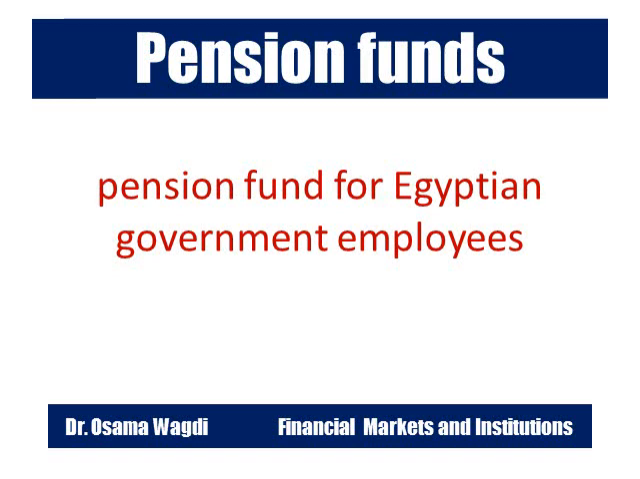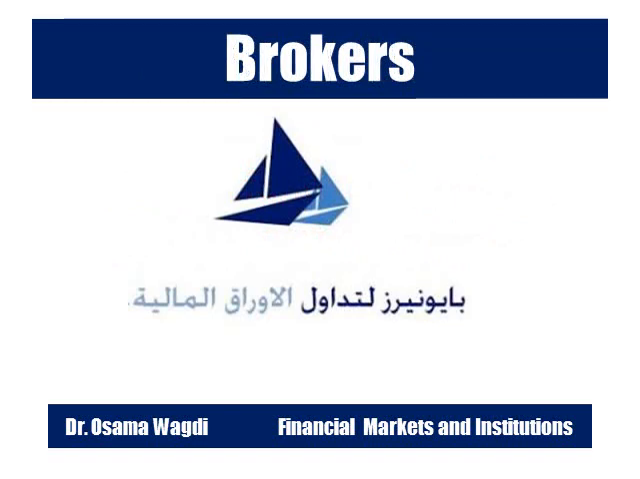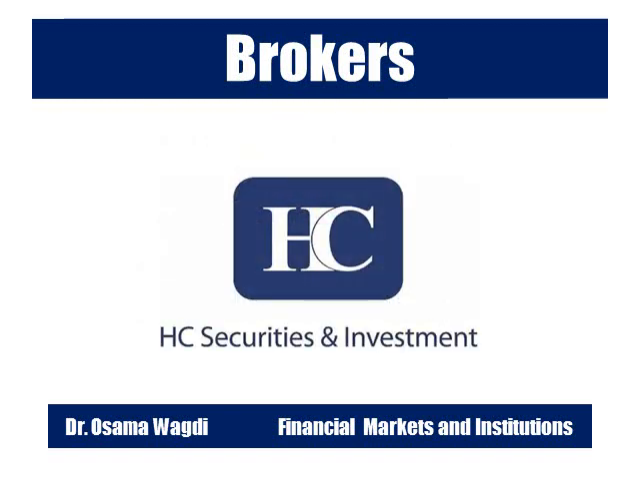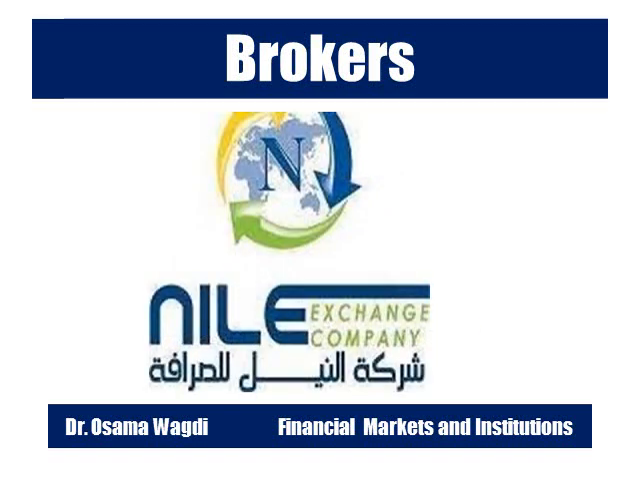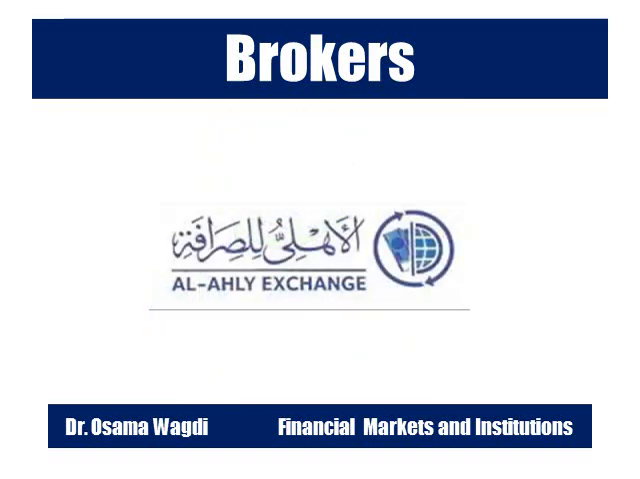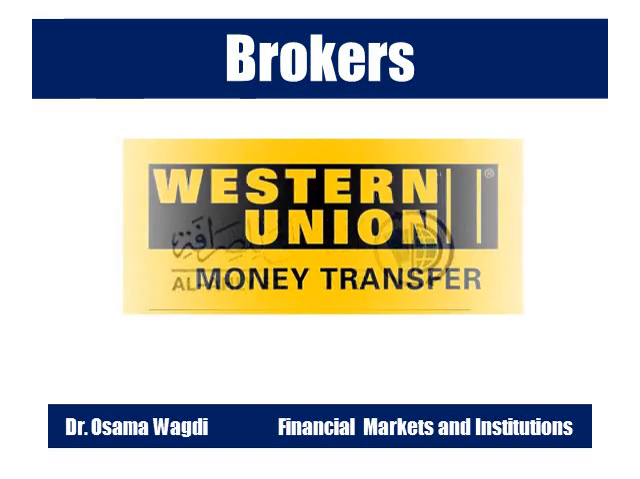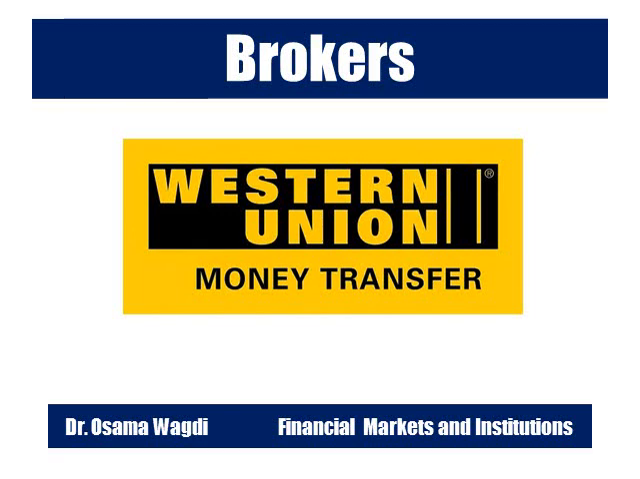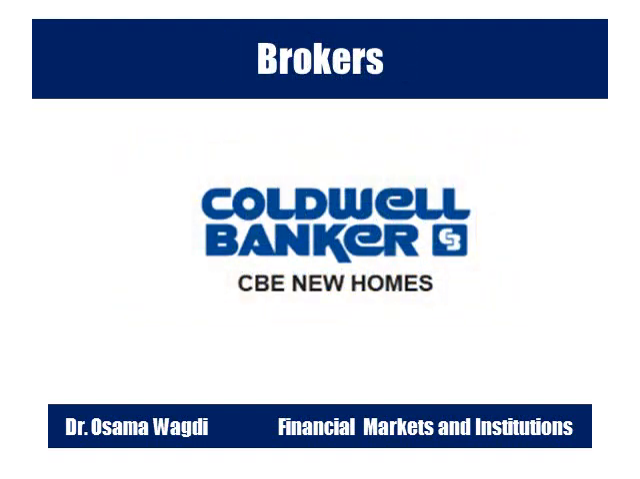So what about pension funds? Pension funds such as the Egyptian government employees' fund. Brokers like Pioneers for security trading. Also you can name HC as a broker. Also you can name exchange companies as brokers, like Al Ahli Exchange, and Western Union for money transfer. Finally, Coldwell Banker, CB Homes.